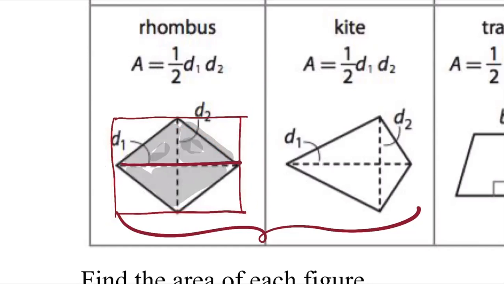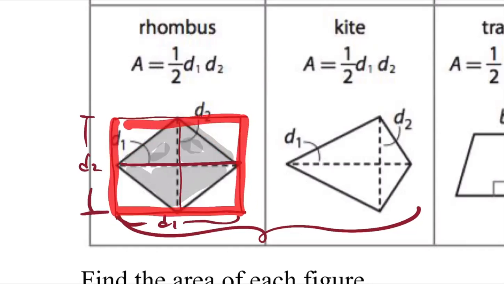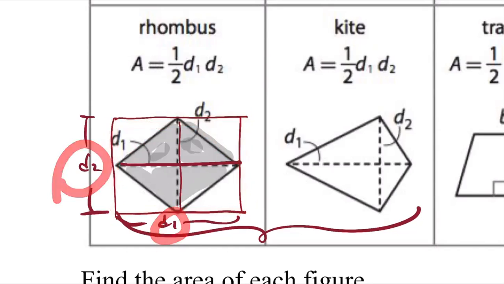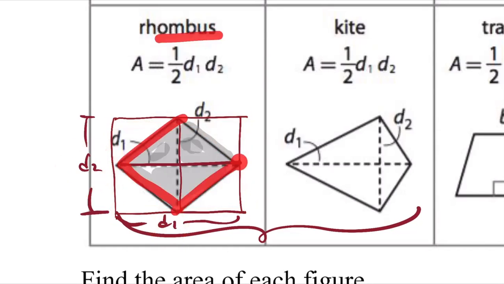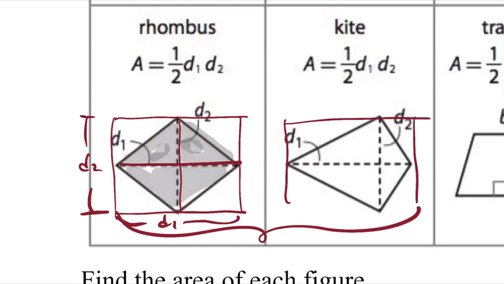That was diagonal 1, the distance from here to here is diagonal 1, and that's diagonal 2. So the area of the rectangle is the product of the two diagonals, and the rhombus is half of the inside. And then you could make the same exact argument for this right here, guys. Same exact argument, okay? So that occupies half the space of the rectangle circumscribing either the kite or the rhombus.